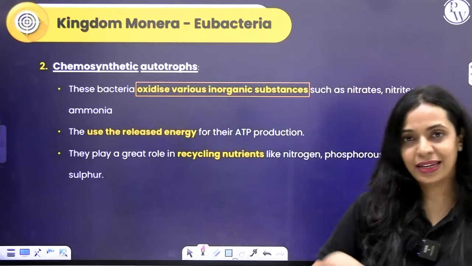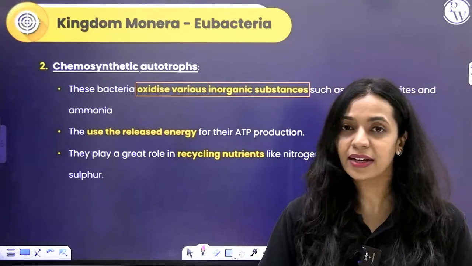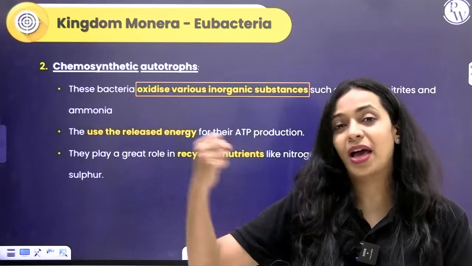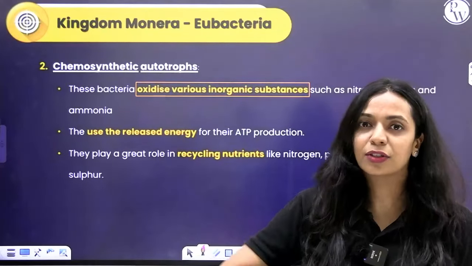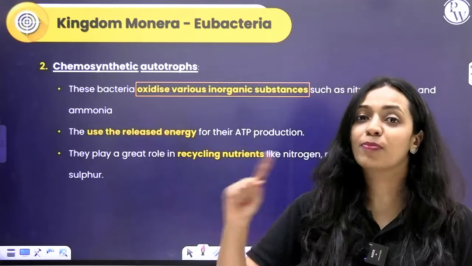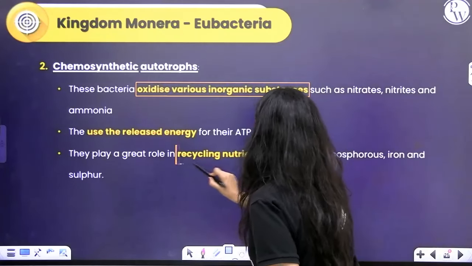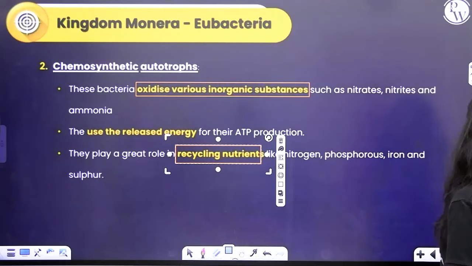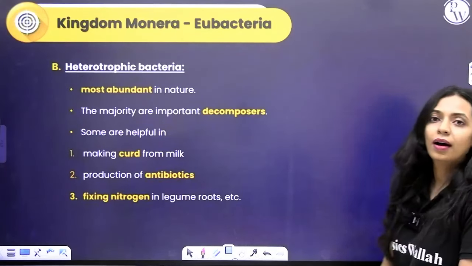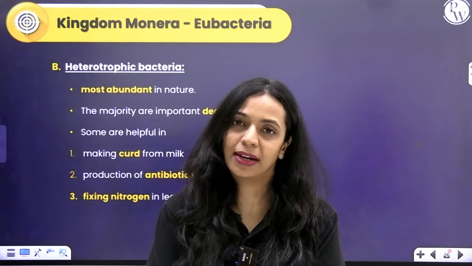You know how in nature all the nutrients, all the minerals will get cycled between living and non-living things, right? The nitrogen that is present in my body after I'm dead, it will go back to the soil. A plant will take it up, some animal will eat it. So it gets cycled through nature. Because of bacteria like these, chemosynthetic bacteria, cycling of many minerals will take place. Okay, so it recycles nutrients such as nitrogen, phosphorus, iron, sulfur, etc. So that is about autotrophic bacteria. Now let's move on to heterotrophic bacteria.